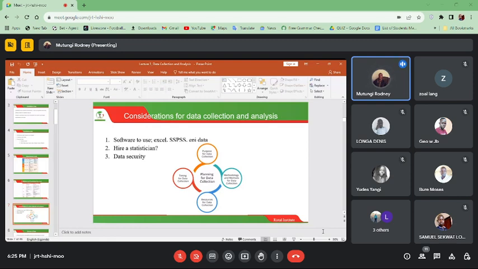Okay. So you also need in your project, maybe you can think about hiring a statistician, and these people are always very good with numbers.